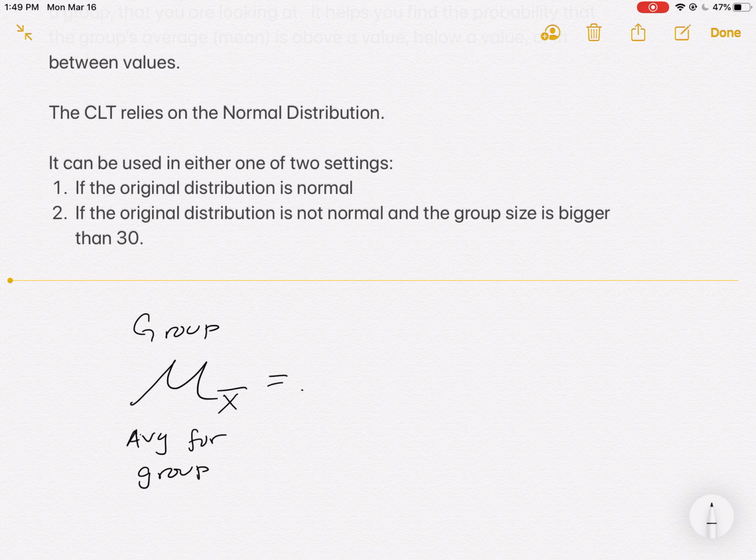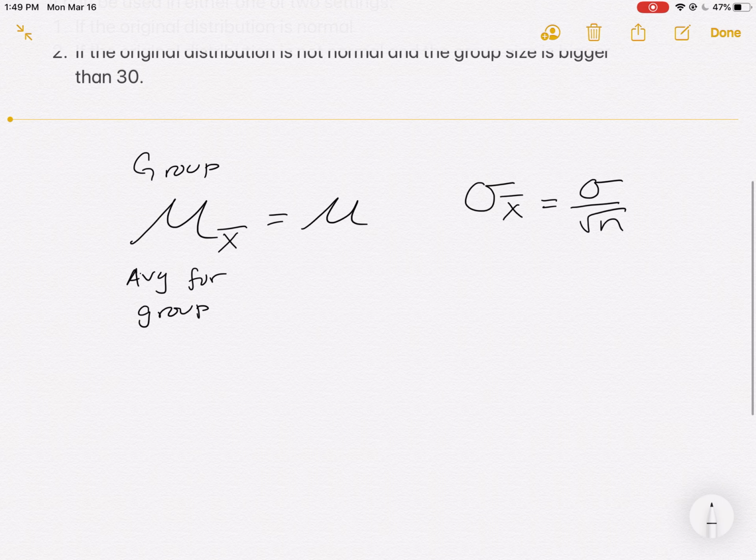is straight out equal to the mean for the individual. And what also it says is that the standard deviation for the group is equal to the original standard deviation for the individual divided by the square root of the group size. So what we're saying is, if you have a group of people, they should tend to the average for the individual when you average them all out. However, they're not going to deviate as far from that average.